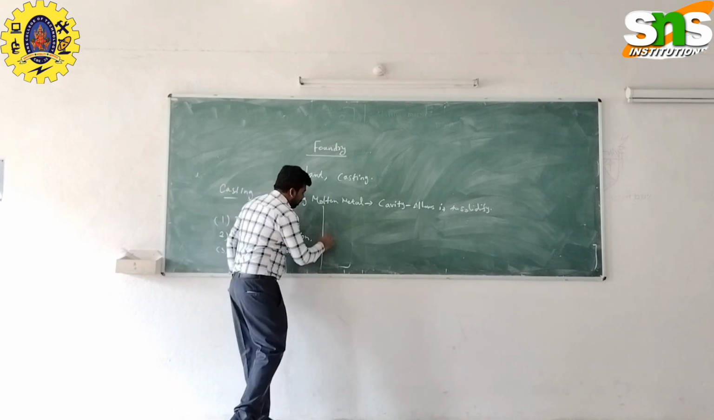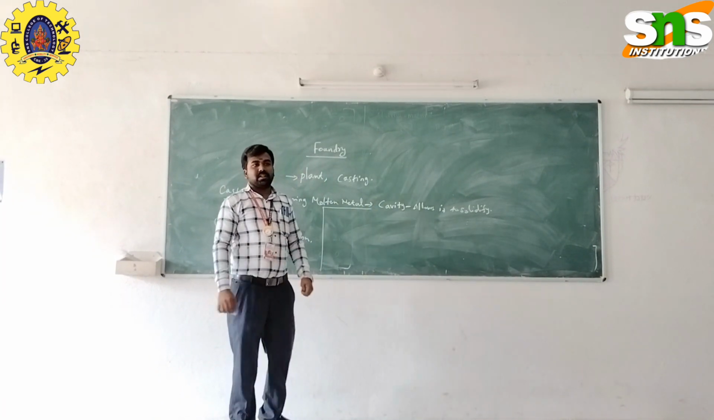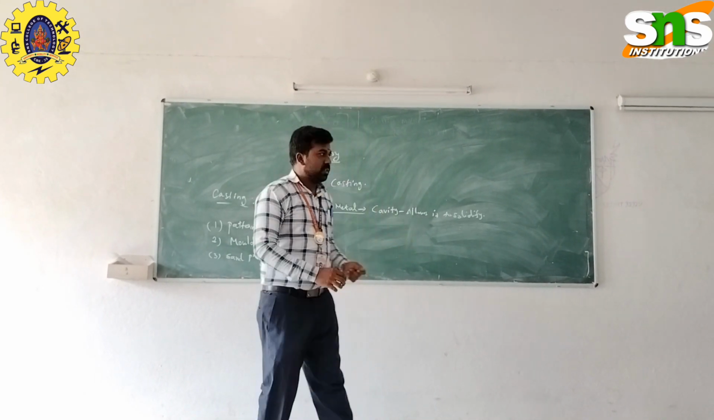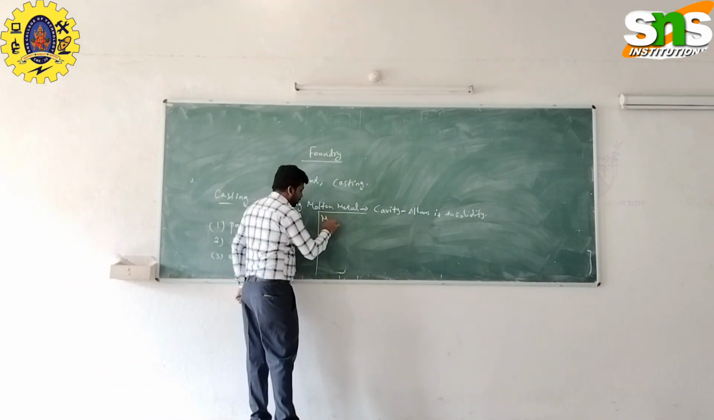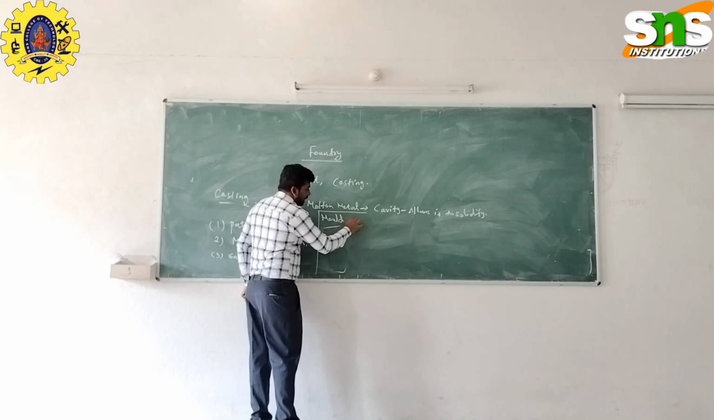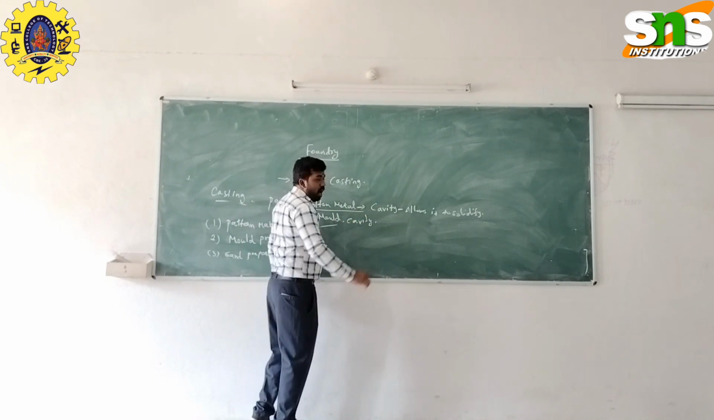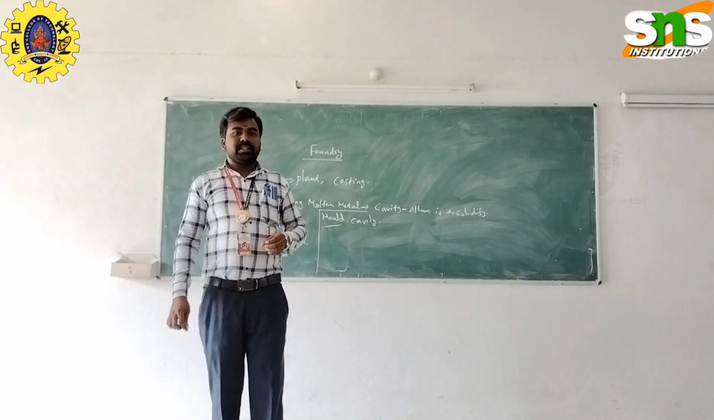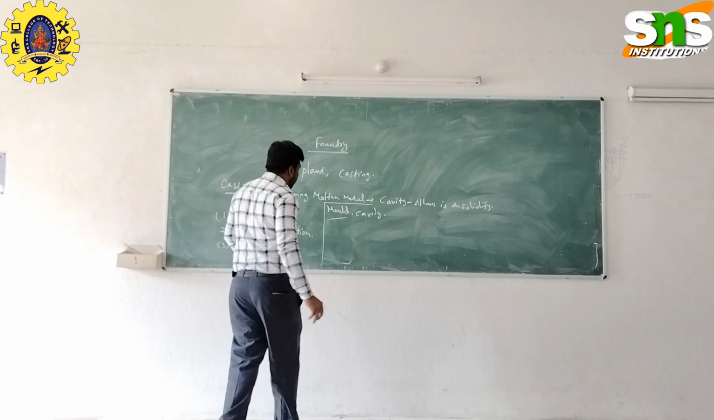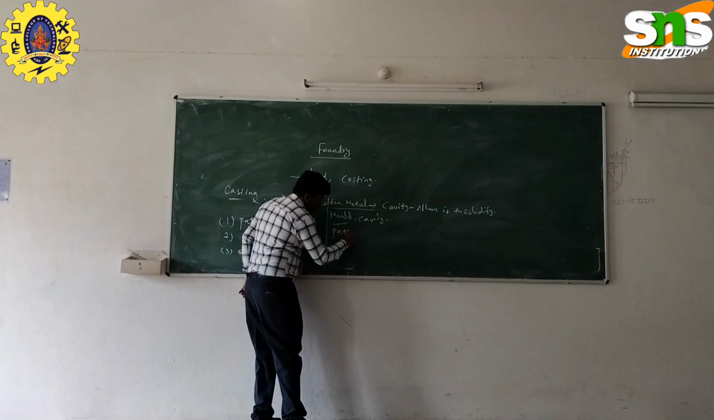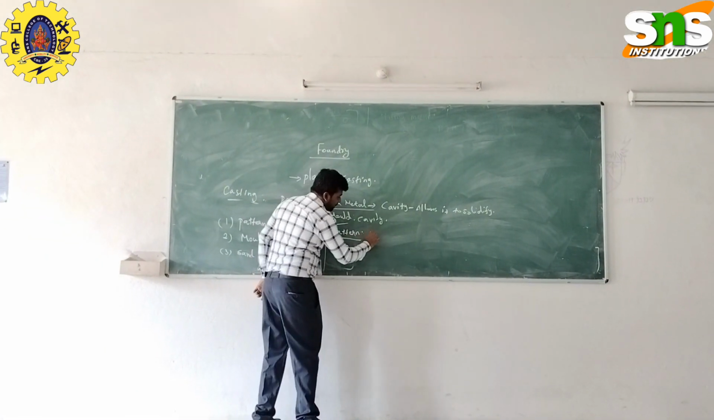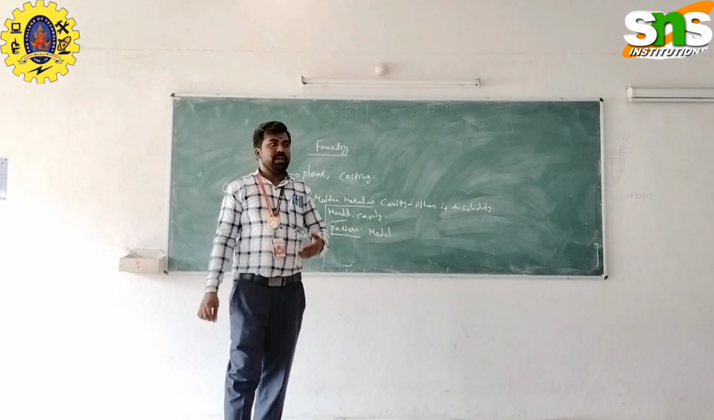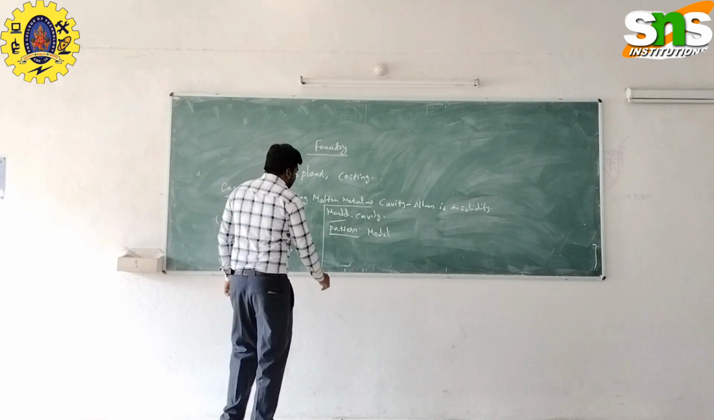Before that, we should know what the patterns are, what the pattern materials are, and what the mold used for the casting process is. The mold cavity is the cavity of the required component, the component to be prepared in the casting. It is called the mold. Pattern is the model or replica of the required product to be prepared in the casting.